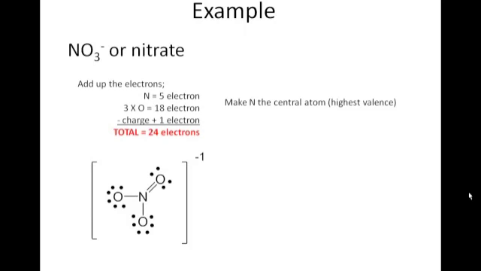And you've probably seen the nitrate anion before in your general chemistry classes. You already know what it looks like. And if you count up these electrons, you'll see that we have 24 electrons. But let's look at our formal charge calculation.